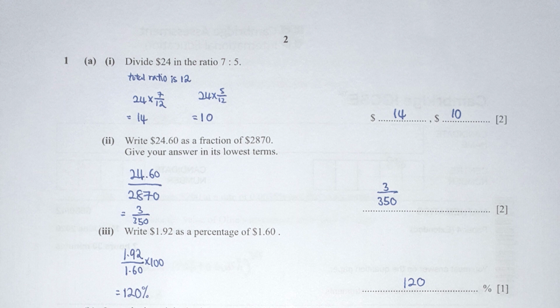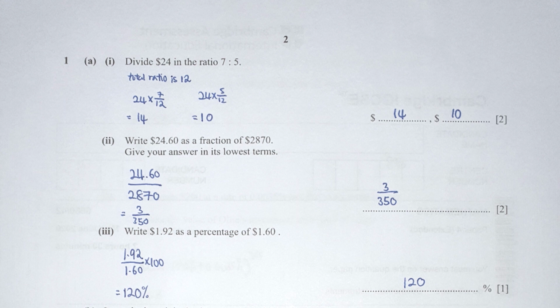As per usual, the first thing you need to do is to find the total ratio by adding 7 and 5 up. You will get 12. So take the 24 multiply 7 over 12, you should get 14. And when you take 24 multiply with 5 over 12, you should get 10. So 14 to 10 will be the results after dividing 24 according to the ratio given.